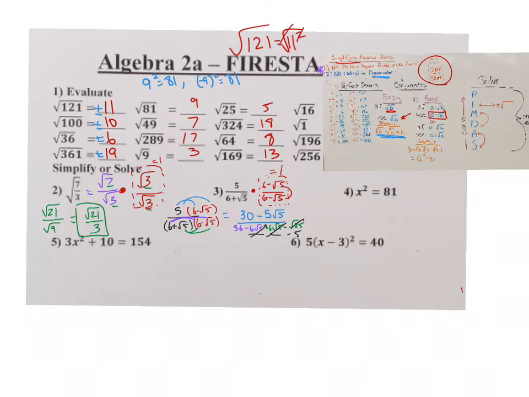So the best answer for this really should be 30 minus 5 radical 5 all over 36 minus 5 is 31. Now, I have no problem with you having the answer like this. Some people will rewrite the answer, and it's called splitting the fraction. They'll take the 31 to both pieces. So either one of those are good answers.